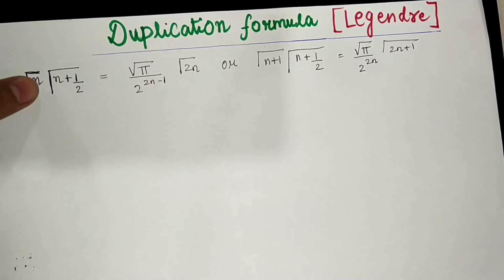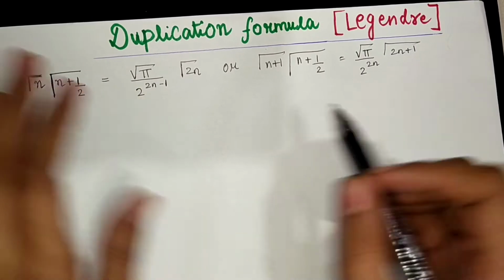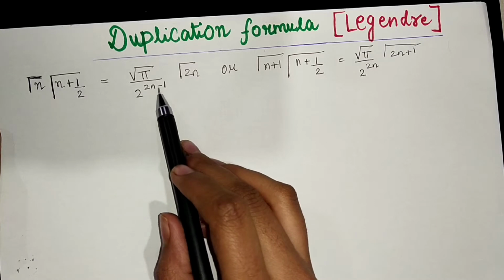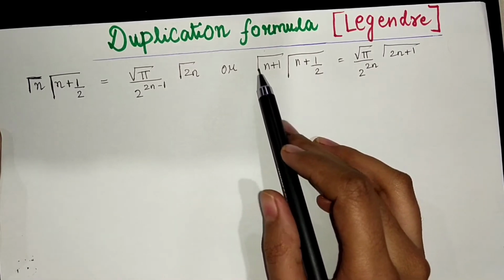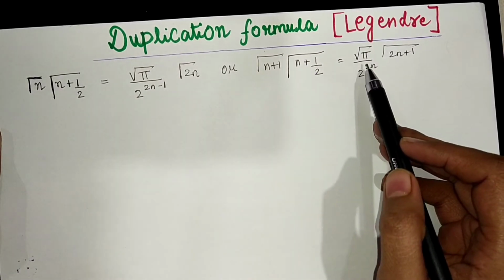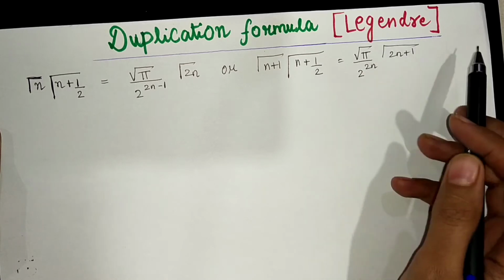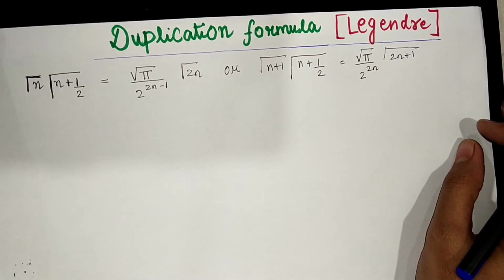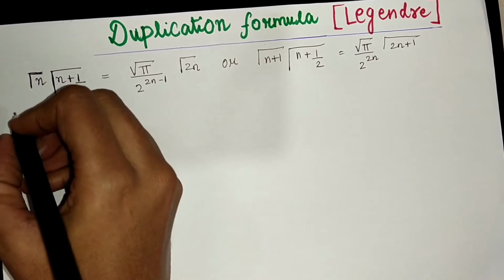Gamma n into gamma n plus 1 by 2 is equal to under root pi divided by 2 raised to 2n minus 1 into gamma 2n, or it is also written as gamma n plus 1 into gamma n plus 1 by 2 is equal to under root pi divided by 2 raised to 2n into gamma 2n plus 1. So now we will prove this duplication formula.